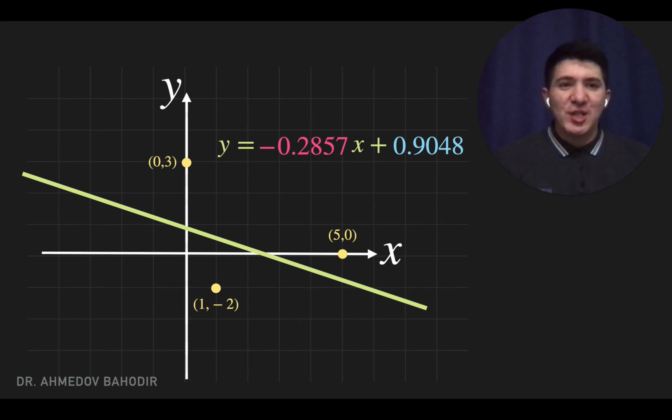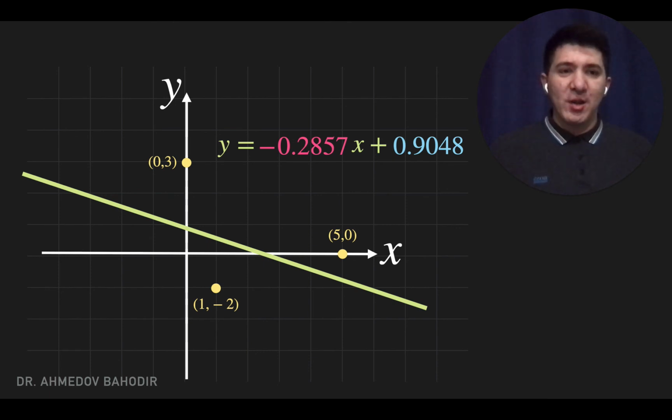So this is essentially how we can solve the least squares problem using matrices, and by applying so-called projection vectors. So I hope that this video was helpful for you.